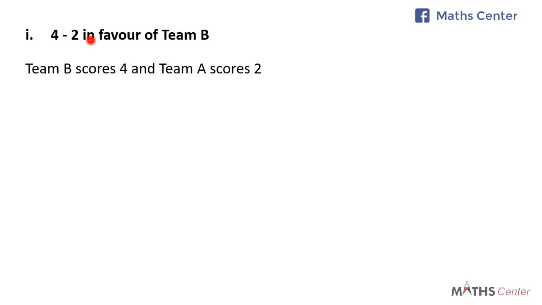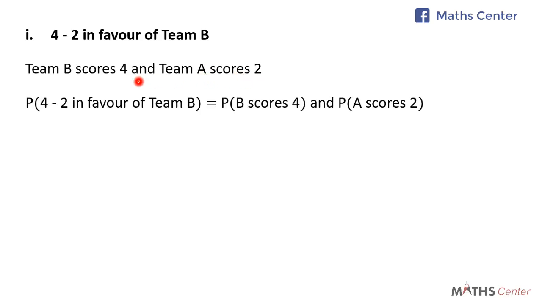If the penalty shootout finishes 4-2 in favor of team B, then it means that team B scores 4 and team A scores 2. So the probability that the final score will be 4-2 in favor of team B will be the probability that team B scores 4 and team A scores 2. In the lesson on probability, we learned that when we see the word "and," we will replace it with multiplication.